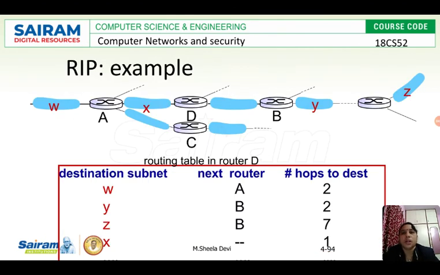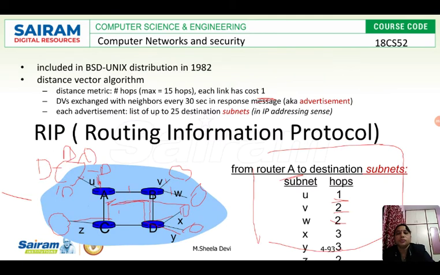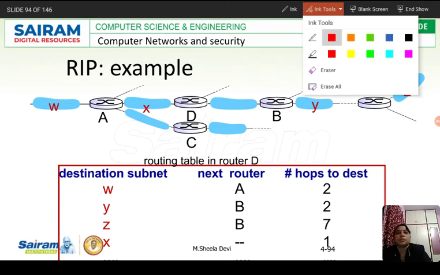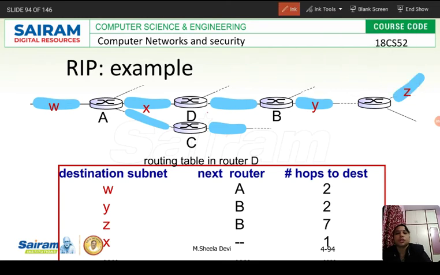Yes. See here, this is the destination subnets. Here one more parameter is added, like next router. If I want to reach from D to W, from the router D, what is the next router? So through A only, the next router is A. So I am mentioning here A, and how many links are there in between intermediate hops? That is 2, 1 plus 1, 2. So I have given 2.